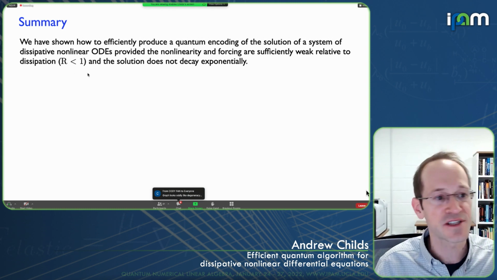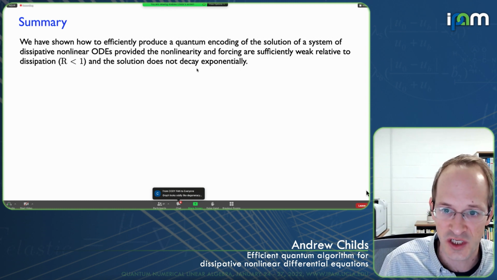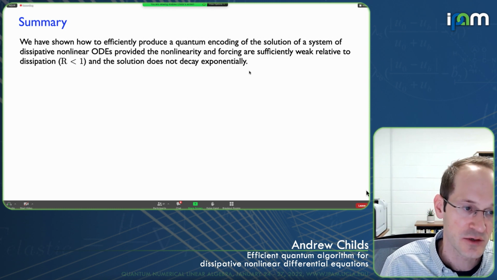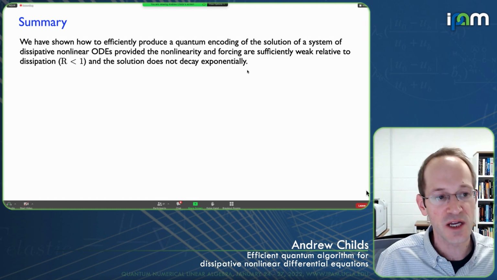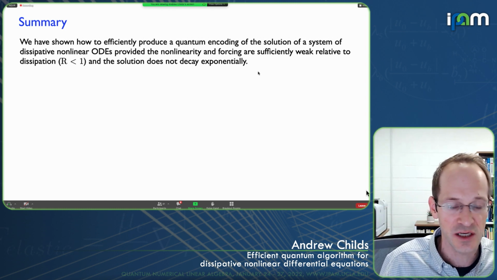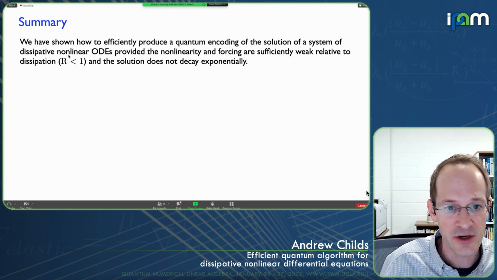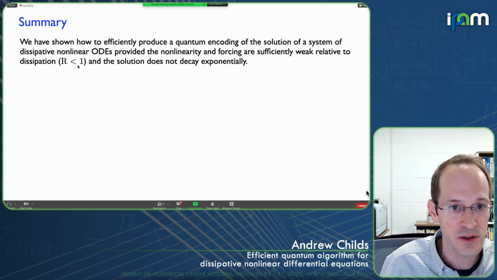And under some other technical conditions, the one that I think is the most significant is that it's important that the solution does not decay exponentially. If the solution would decay away exponentially and you would try to produce a normalized version of that, that's a computationally hard thing in general. But if you consider a system of nonlinear differential equations in which that does not happen, and R is less than 1, then that's something that you can do efficiently on a quantum computer.